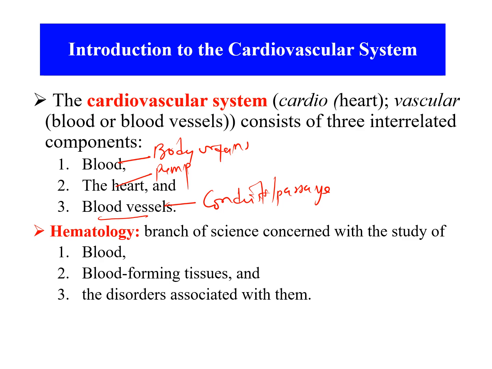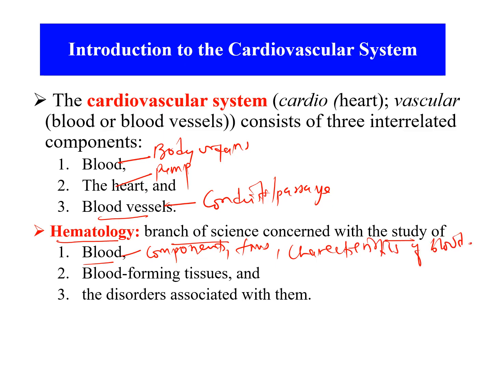You also have to understand what hematology is. So hematology is a branch of science which is focused on the study of blood. So under blood, in hematology, you can study things such as the components of blood, the functions of blood, and also the characteristics of blood. However, hematology does not just end on studying blood, its components and the functions.